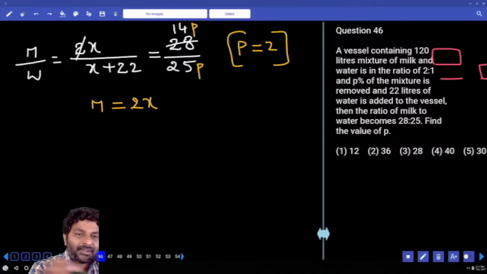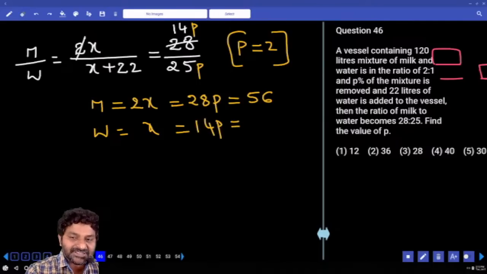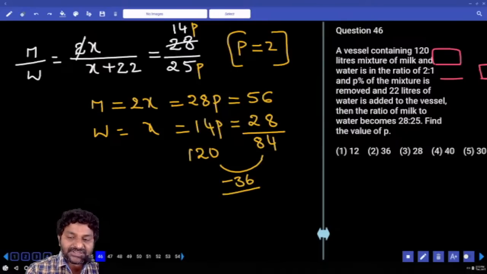2x, right? Right. From this, what is x value? 14 parts. Then 2x is equal to 28 parts only. 28 parts in the sense this is 56, right? Now, water is x only. Come on. Which is equal to 14 parts. How much is that? 28. How much quantity we have? 84. Initially it becomes 84, right? How much is taken out? 36. With respect to 120 percentage into 100. How much is that? 30 percentage.